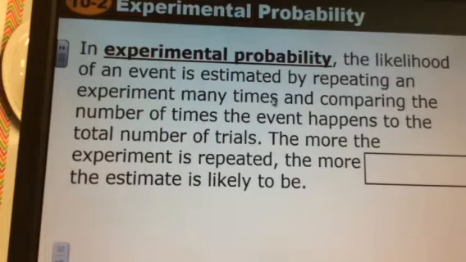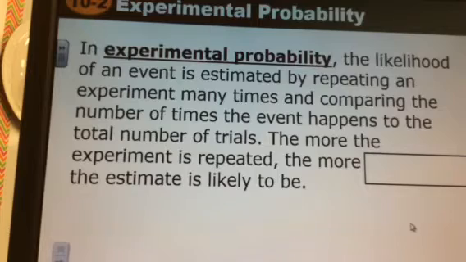Now, if you go up and look at your notes, in place of an event is estimated, that's where I put in relative frequency, because what we're doing there is finding the relative frequency by repeating an experiment many times and comparing the number of times the event happens to the total number of trials. The more the experiment is repeated, the more blank the estimate is likely to be. Now think about that for just a minute. You can even pause the video and see if you can figure out what would go in this blank.